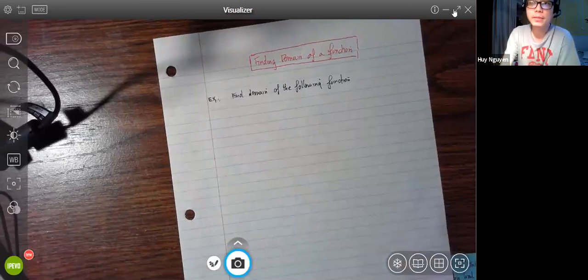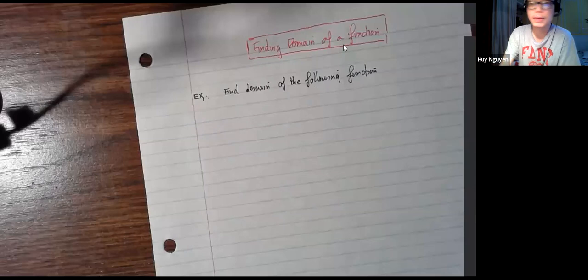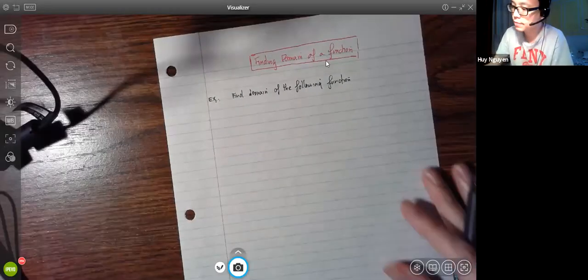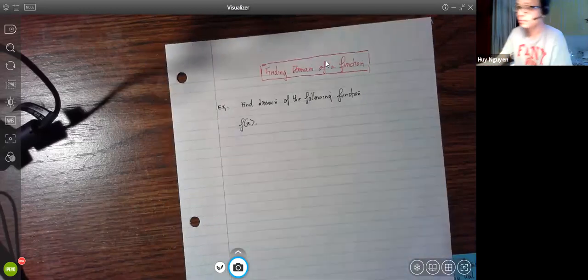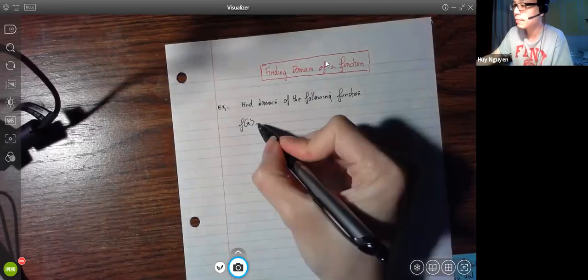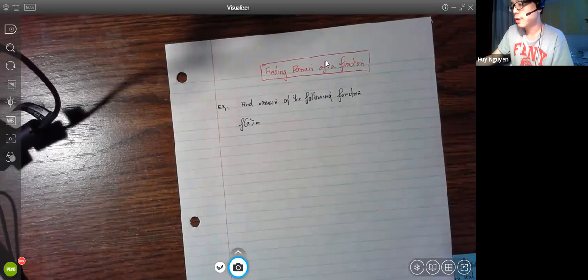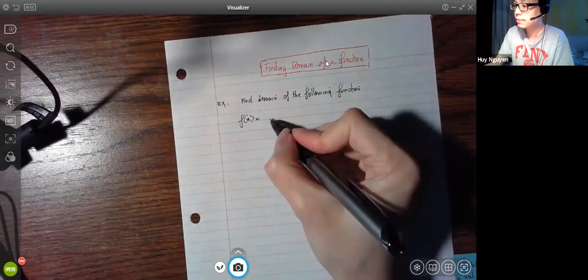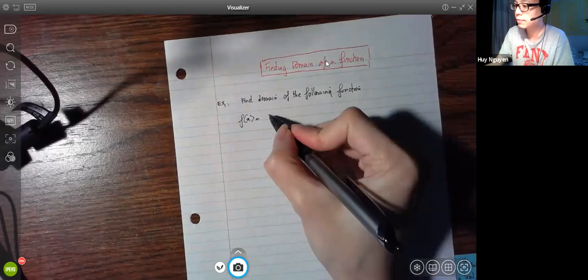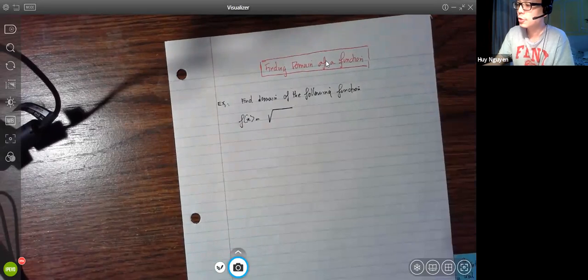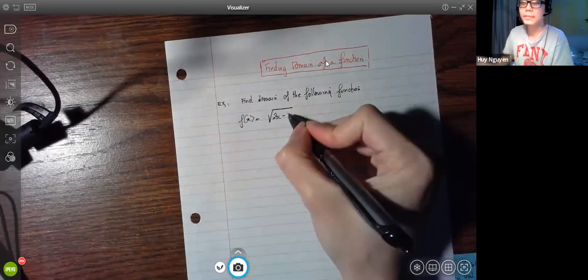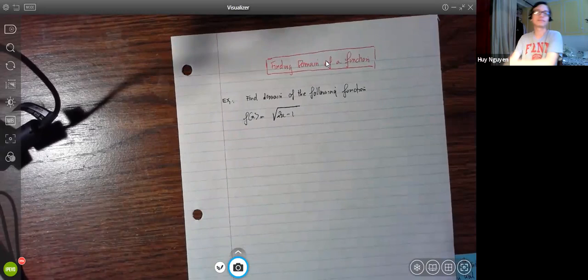f(x) equal to, okay, so the function I want you to find the domain of here is a radical function, equal to radical 2x minus 1. Okay, let's find the domain of this one first.